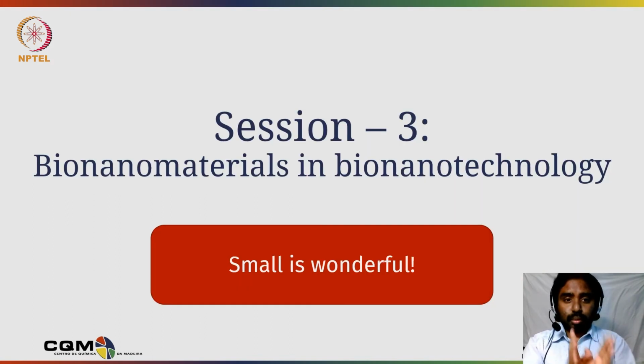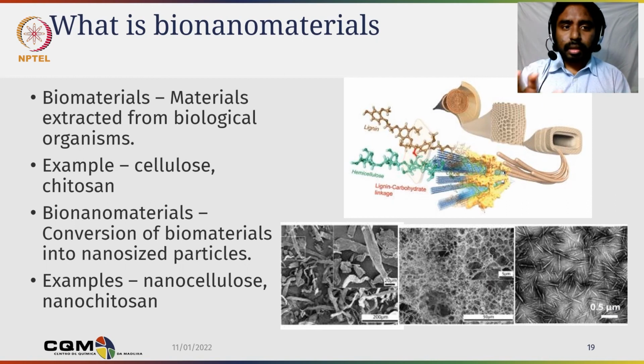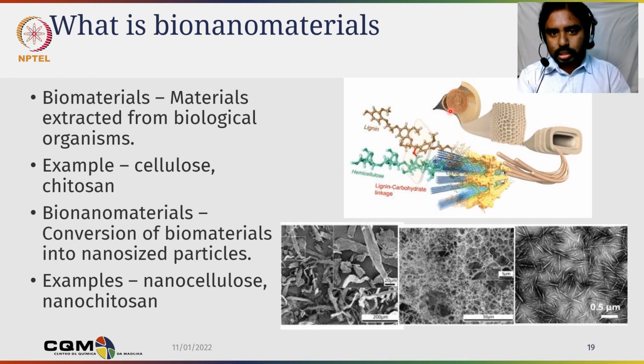So now we are moving towards the third session, which is bionanomaterials in bionanotechnology, right? So what is a biomaterial? Until now, we know what nanomaterials are, right? So biomaterials are materials that are extracted from biological organisms, for example cellulose, chitosan, right? For example, cellulose: this is the trunk of a tree. From the trunk of the tree you can extract lignin, hemicellulose and cellulose, right? When you convert this biomaterial into a nanomaterial 1 to 100 nanometers in size, it is called bionanomaterials, right?